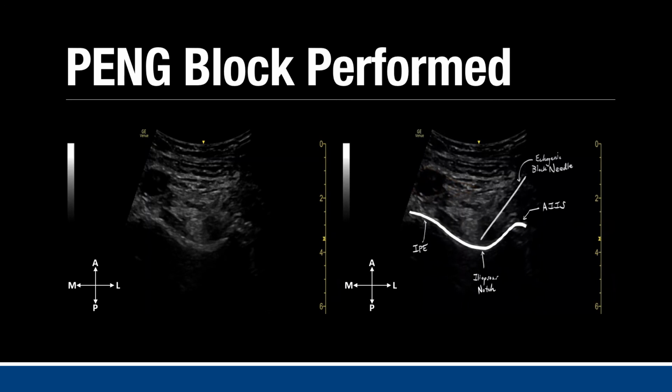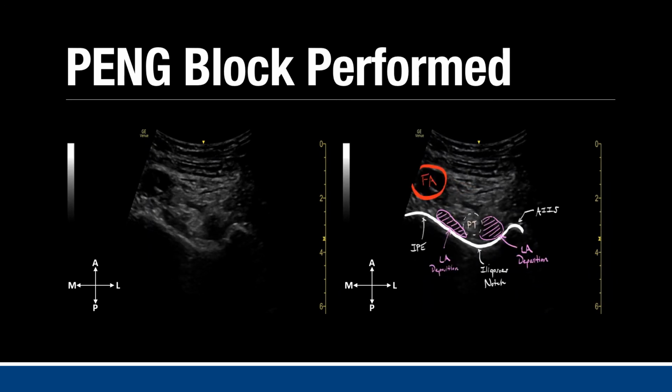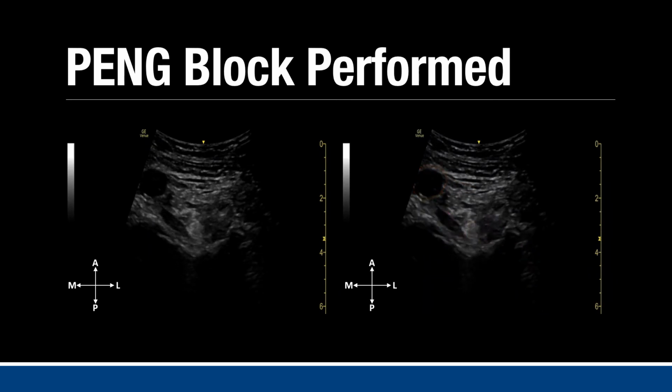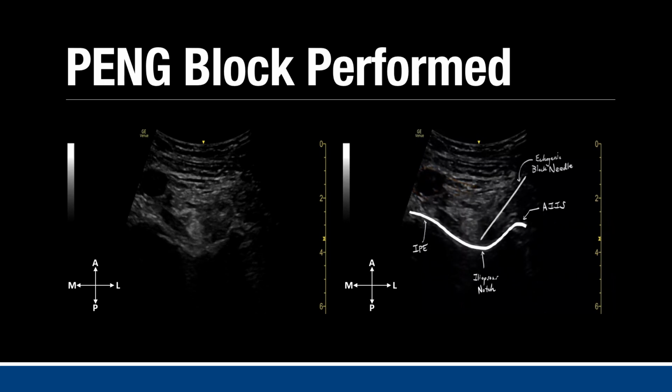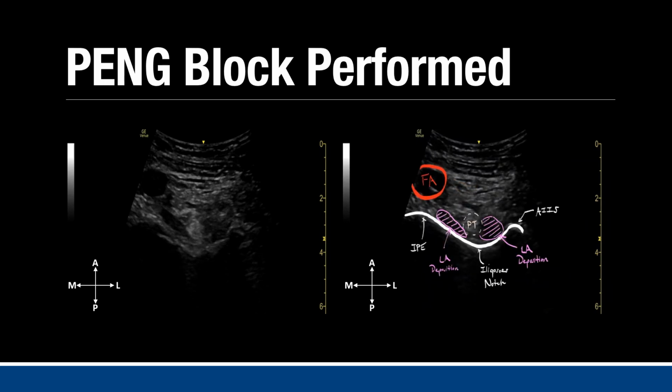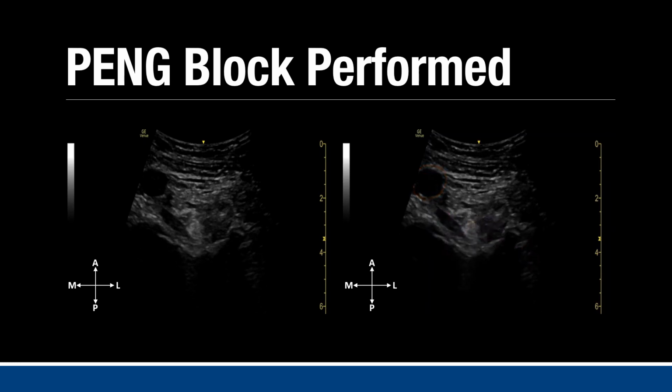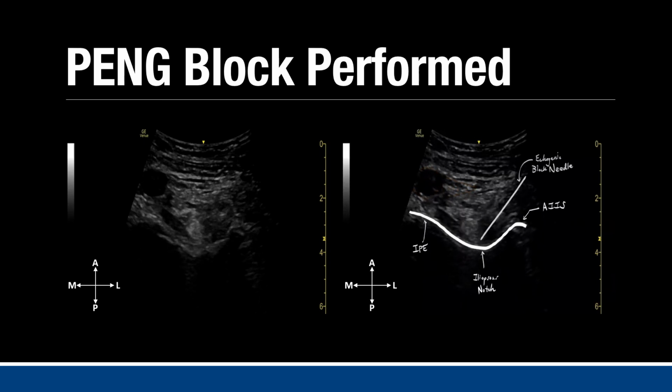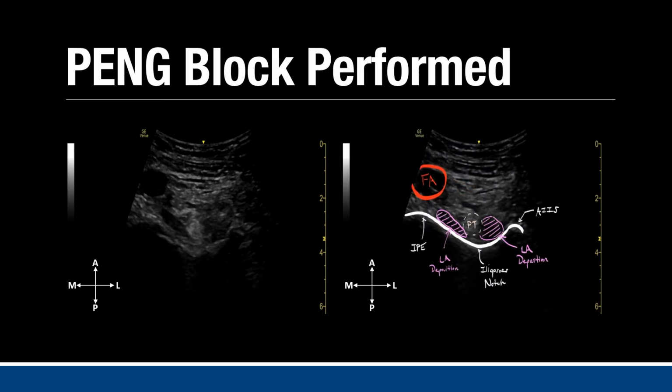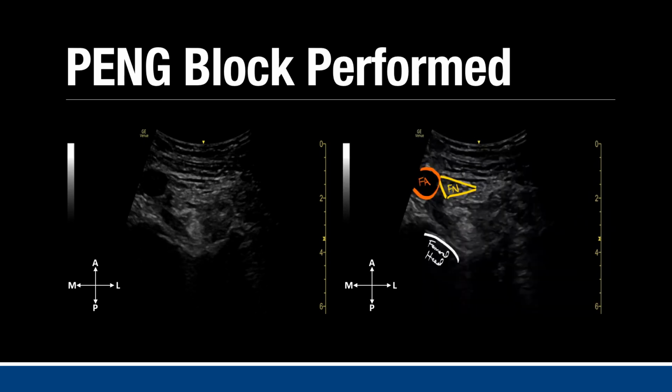This last slide depicts successful local anesthetic deposition underneath the psoas fascia and around the psoas tendon. The surrounding iliopsoas muscle is lifted up by the local anesthetic. 20 milliliters of 0.5% ropivacaine with 10 mLs of normal saline was injected. The patient actually had significant pain relief post-PENG block and did not require opioid pain medication at all overnight, leading up to her surgical fixation the next morning.